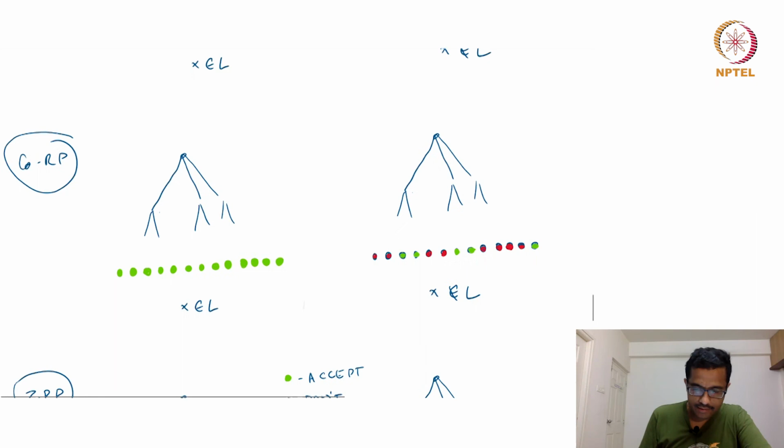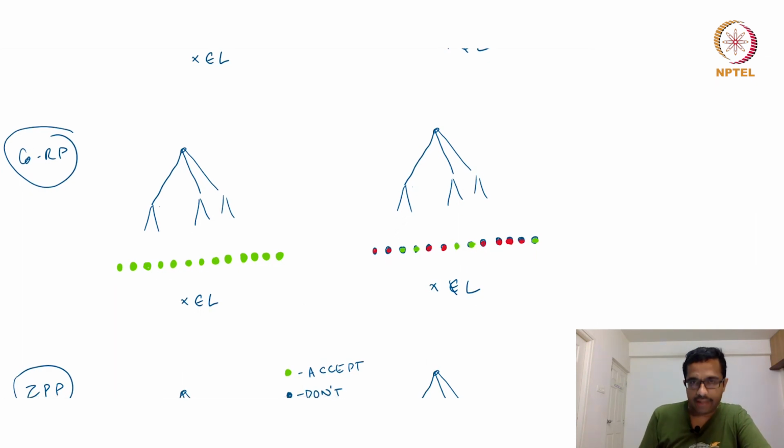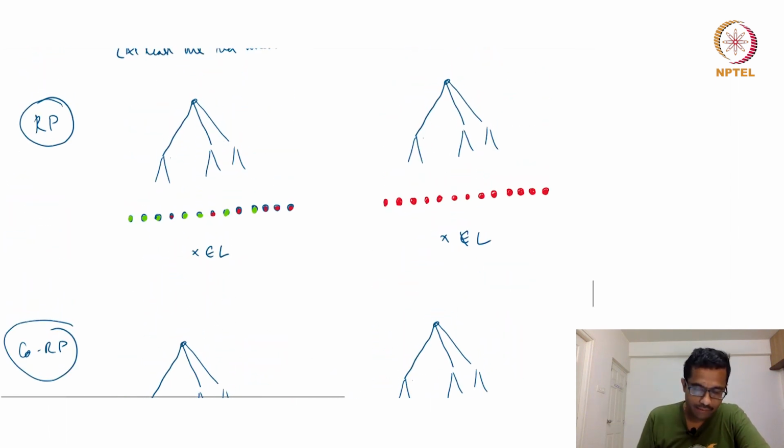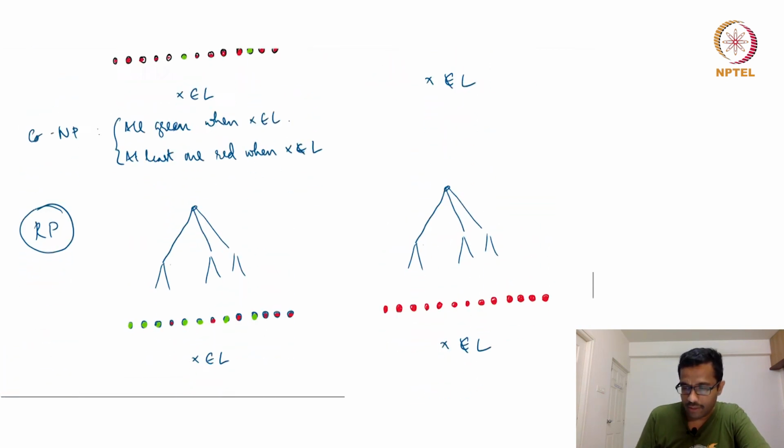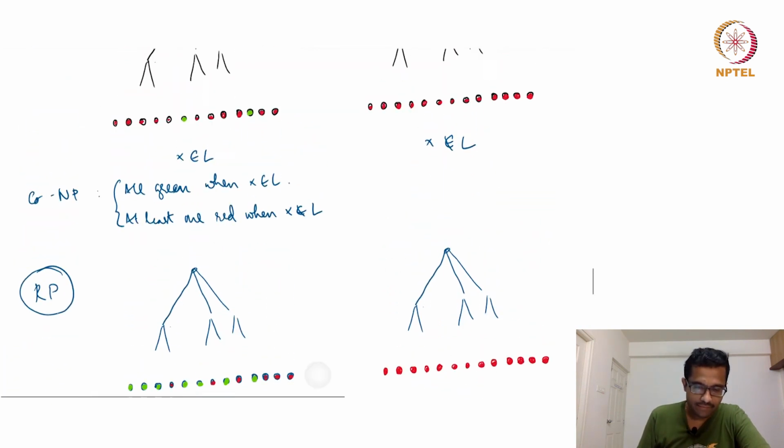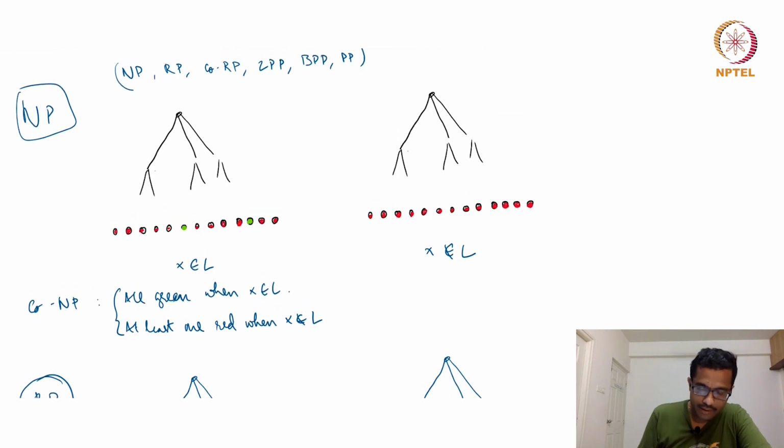Co-RP: when X is in the language, all of it should be accept, and when X is not in the language, at most half should be accept. RP: when X is in the language, at least half should be accept. When X is not in the language, all should be reject. Again, NP requires at least one accept when X is in the language, and when X is not in the language, it has to be all reject.